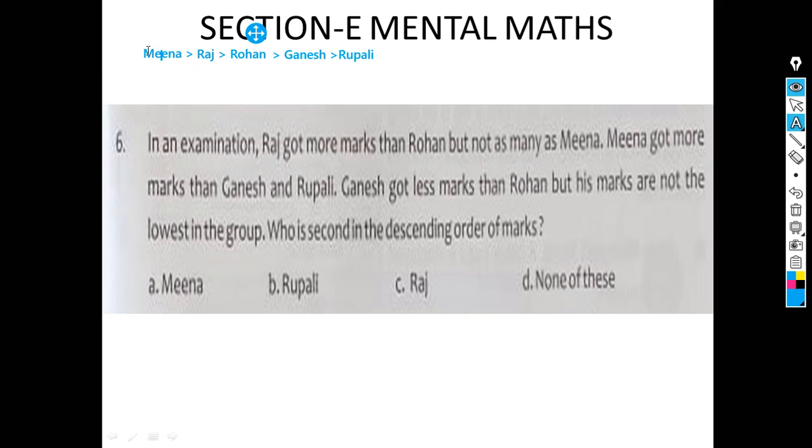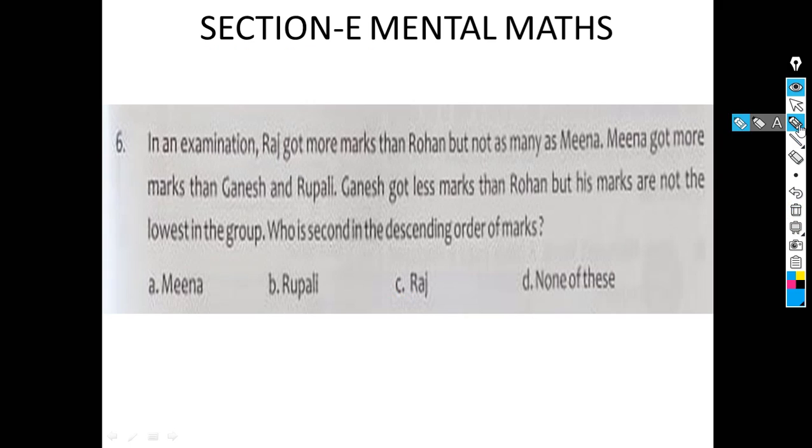Now we have the solution, since we have all the students arranged in descending order of their marks as per the statement. Meena has the highest marks, Raj has the second highest, Rohan has the third highest, Ganesh is the second last student, and Rupali has the lowest marks in the group. So our correct answer is Raj. C is the correct answer.